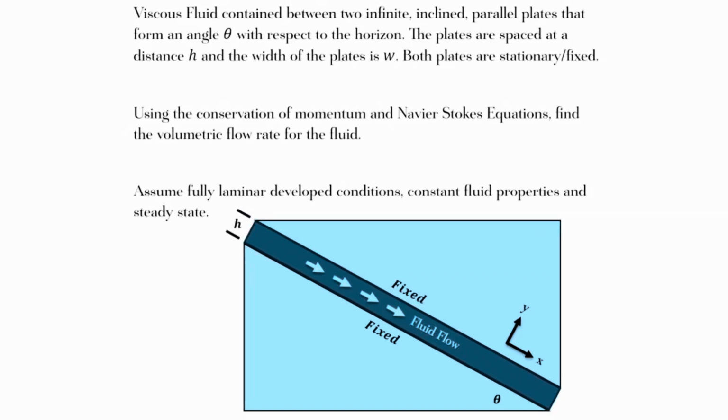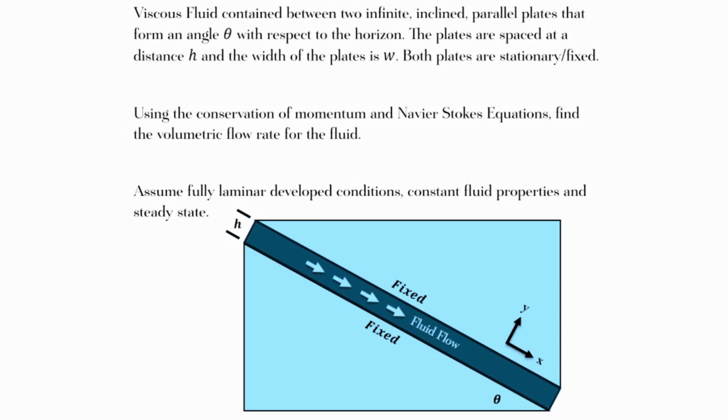All right, guys, last Navier Stokes problem. This one's for a fluid contained between two infinite inclined parallel plates that form an angle theta with respect to the horizon. Plates are spaced at a distance h, and the width of the plates is w. And both of the plates are fixed. They're not moving, zero velocity.